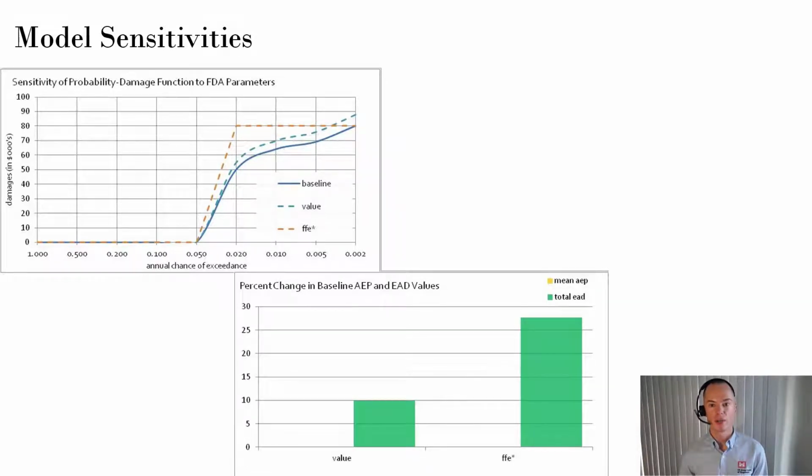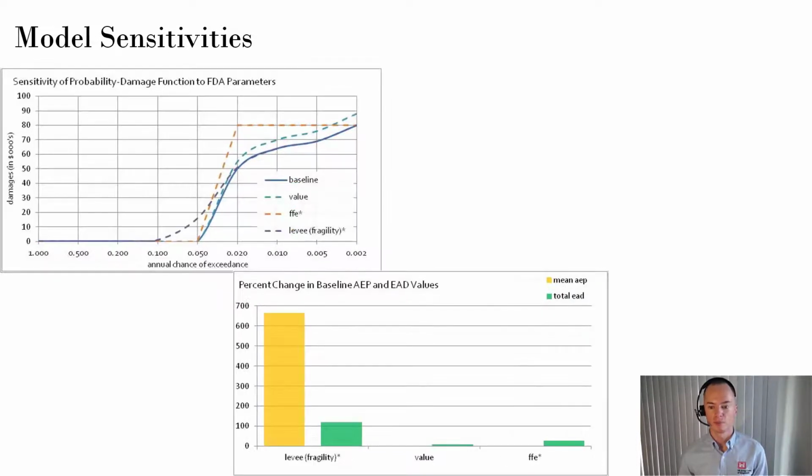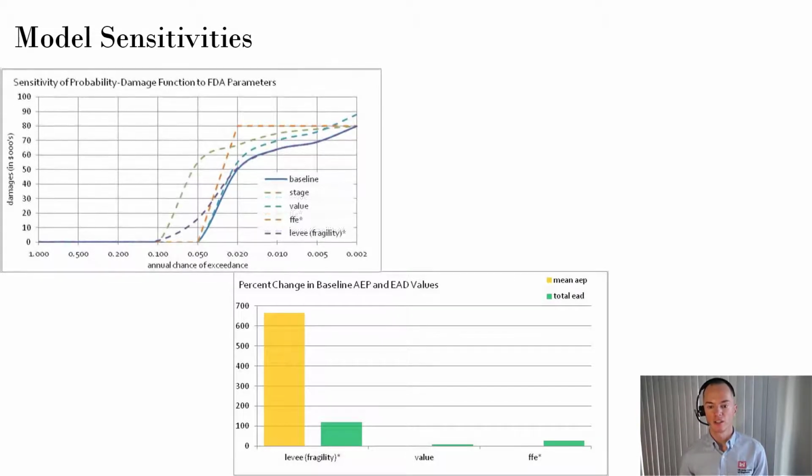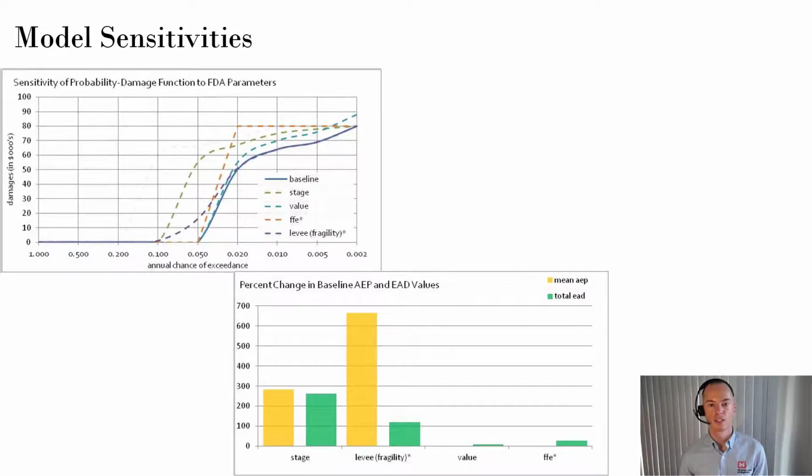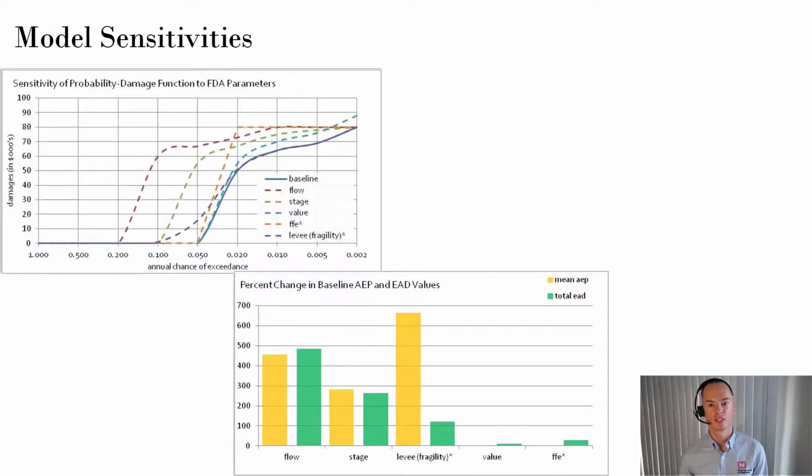In the image on the bottom right, the percent change from the baseline of mean AEP and EAD is plotted in a bar chart for each attribute. AEP and EAD are especially sensitive to changes in flow, stage, and levee fragility.